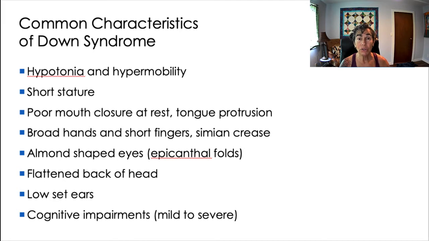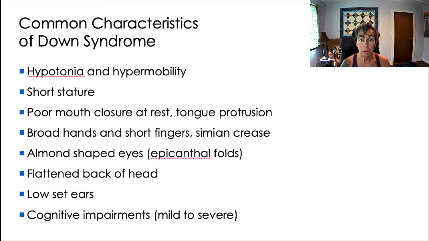Now digging into some of the common characteristics of Down syndrome. There is hypotonia, meaning low tone or floppiness, and hypermobility of the joints. And those are some hallmark signs of Down syndrome. Short stature, poor mouth closure at rest and some tongue protrusion. In other words, the tongue sticks out a bit. And both of these may be outcomes of that hypotonia, right? So low tone, including the face, leads to this lack of jaw closure and the tongue wanting to stick out.